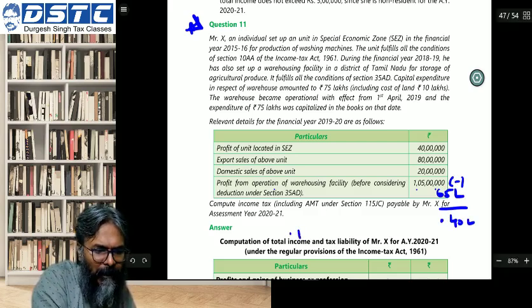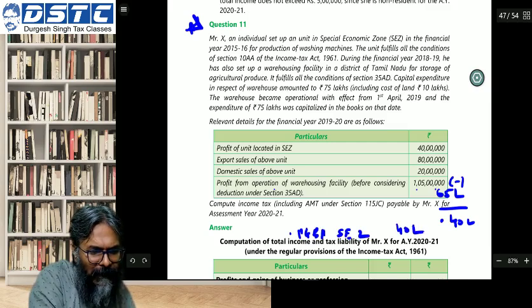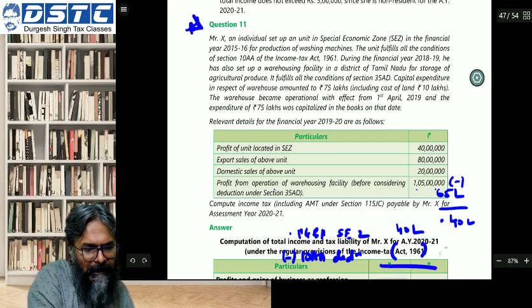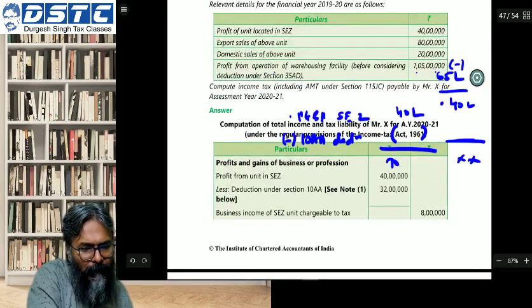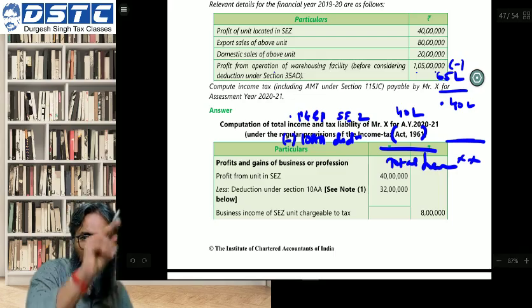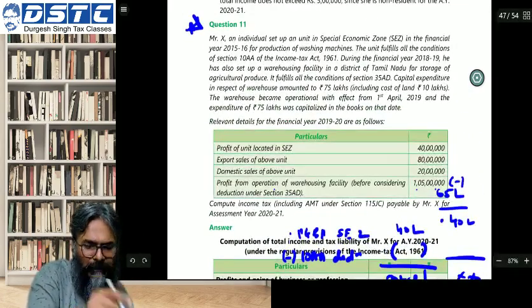Similarly, PGBP from SEZ, you will have what? Already given to you, 40 lakhs. From 40 lakhs, you will minus what? 10AA deduction. You will calculate the 10AA deduction, you will minus this, and you will take it in the other column, the amount, and finally you will get what? Your total income. So this will give you the total income, and from your total income, you will calculate the tax liability, and then you will go for this. Start solving the question.